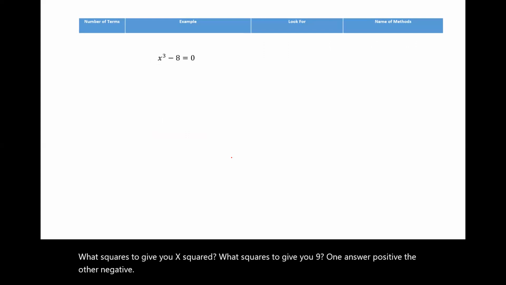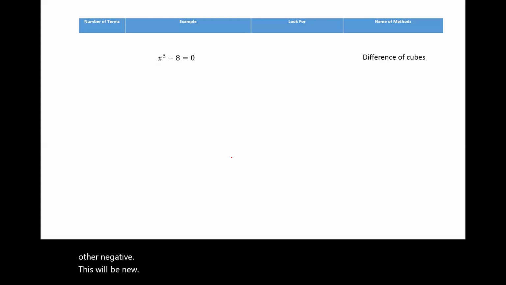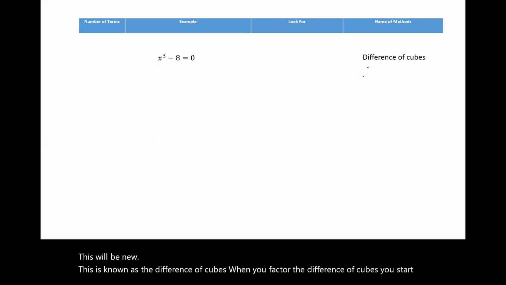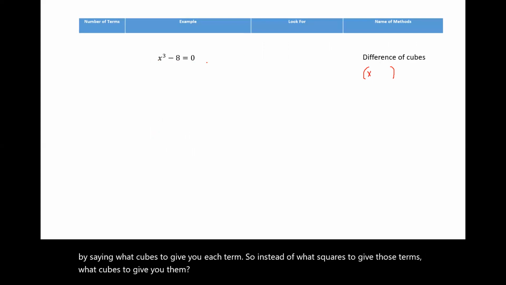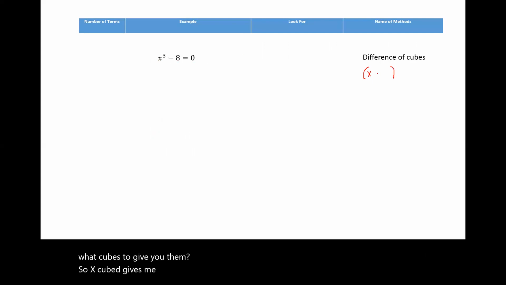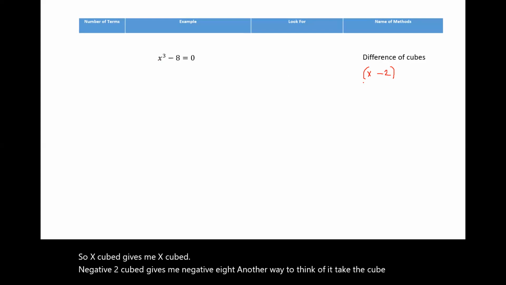This will be new. This is known as the difference of cubes. When you factor the difference of cubes, you start by saying what cubes to give you each term. So instead of what squares to give you those terms, what cubes to give you them. So x cubed gives me x cubed. Negative 2 cubed gives me negative 8. Another way to think of it, take the cube root of each term.